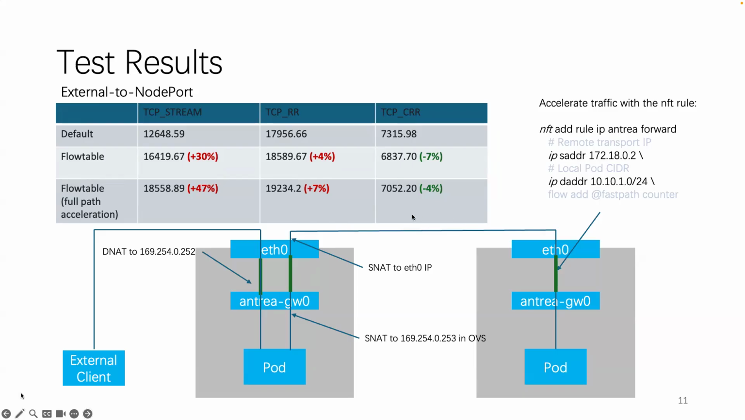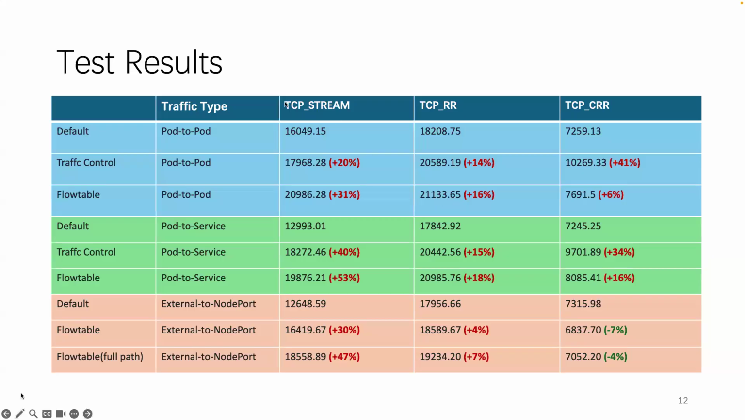Okay, next, I did another extra test, and the data is a little better. I added another flow table rule to speed up the traffic on the remote node, and okay, this is the data. This is all the data of the test results we can see.